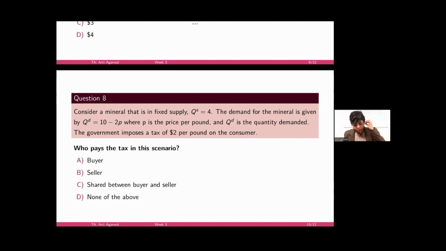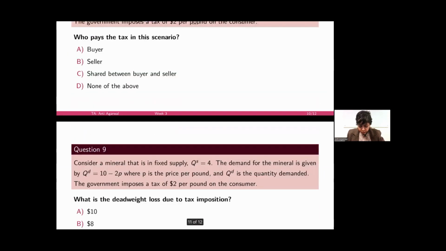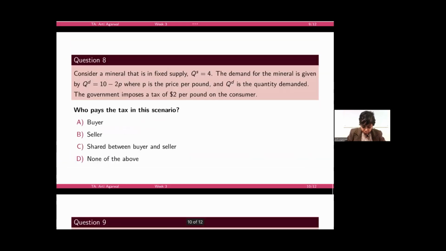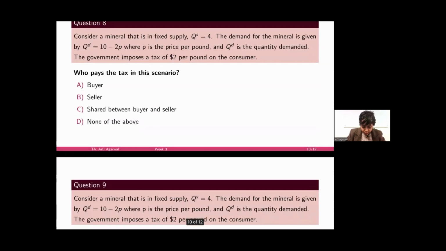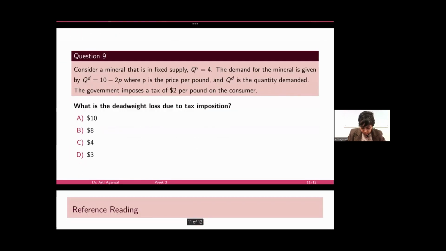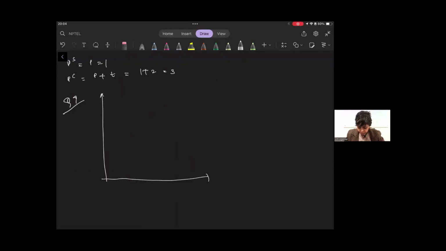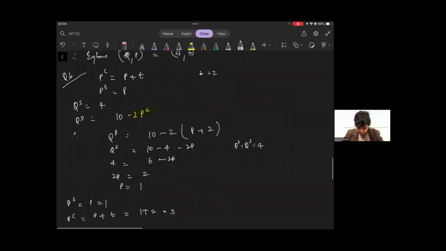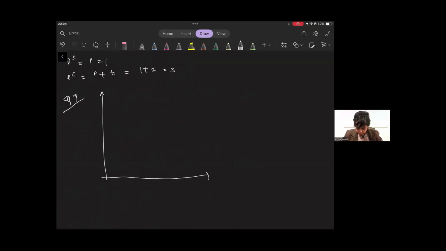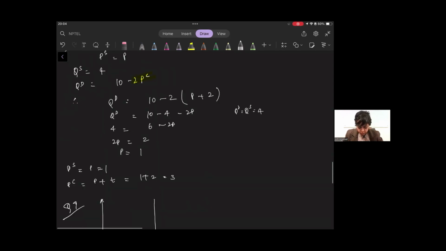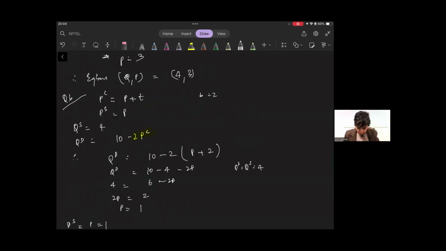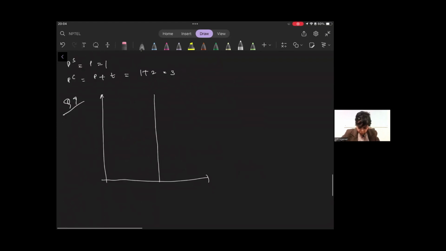And then there is the dead weight loss. You have to calculate the dead weight loss. So let's go back to our equation. First, do this part, then we'll talk about seller and consumer. Let's do this question 9, right? So the simple equation for dead weight loss is, this QS is equal to 4, right? So your supply curve is just this. Let's do the dead weight loss first because I think that is how you can actually explain why it is one or the other.